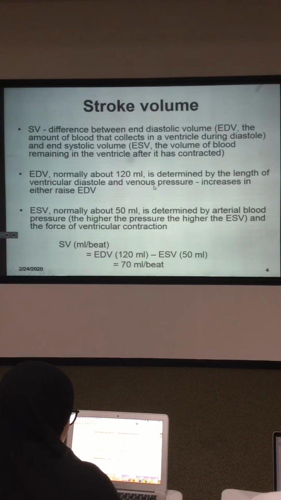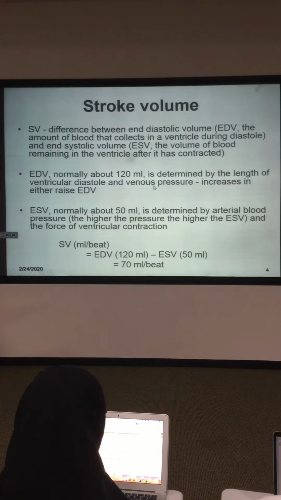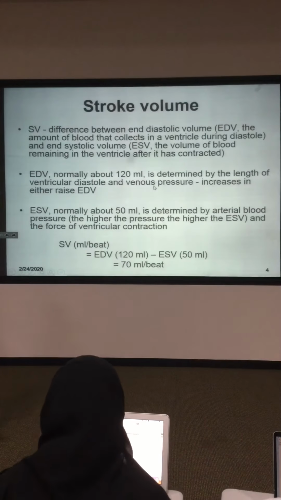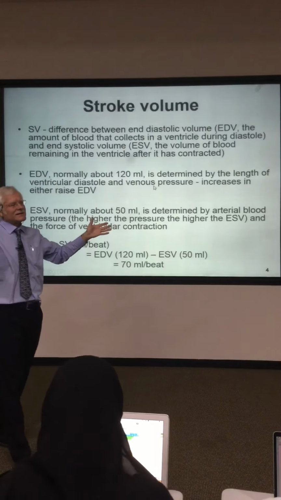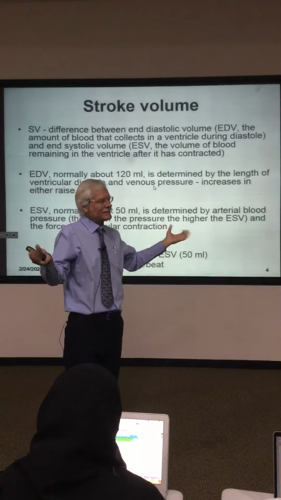So end diastolic volume, normally about 120 mils, is determined by the length of ventricular diastole and the venous pressure. So you can allow more time for the ventricle to fill. Yeah? The venous return can be greater. These things will change the fill of the ventricles, won't they?